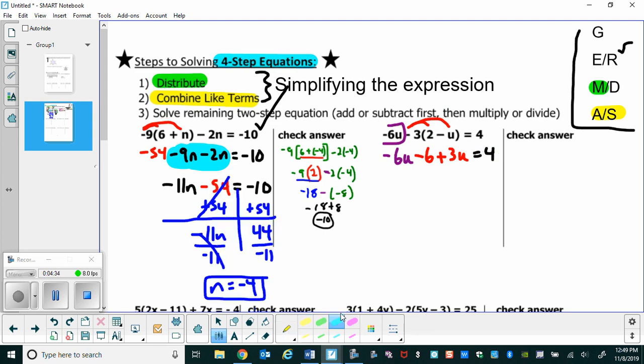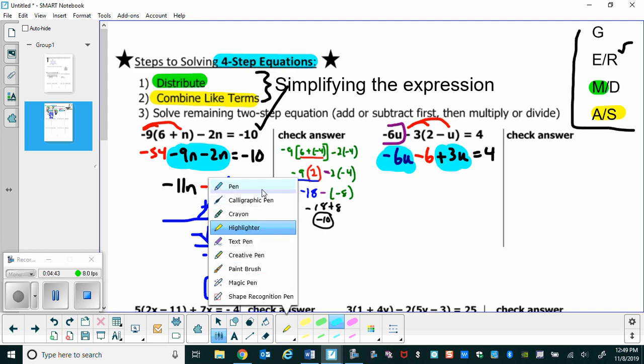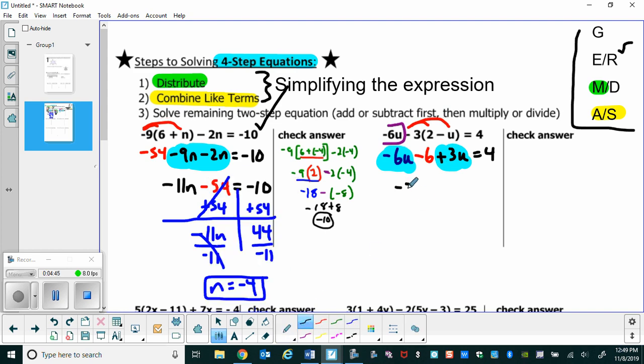All right, so now after we distribute, we combine like terms. We have these 6 negative u's plus these 3 u's. So negative 6 plus 3 would be negative 3 u's. Now I'm just going to bring down my constant of minus 6.